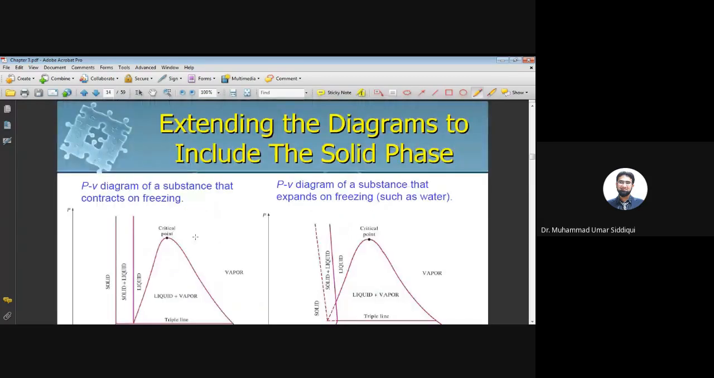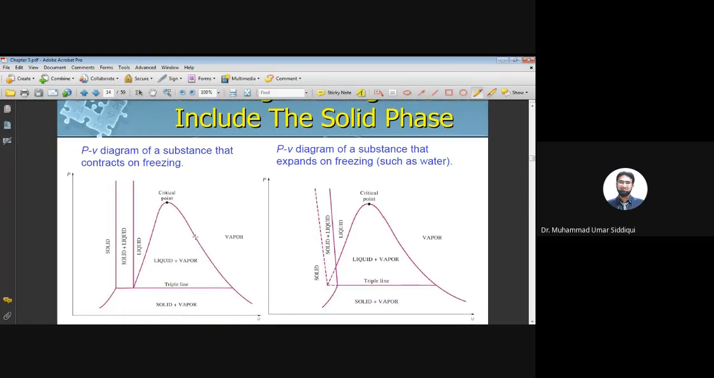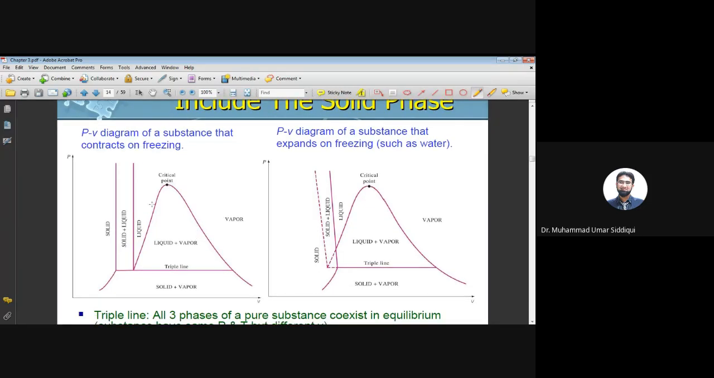Now let's talk about extending. We were talking about just the liquid and vapor region, but we can extend the diagram to the solid region. Right now, what we were discussing was only this region.